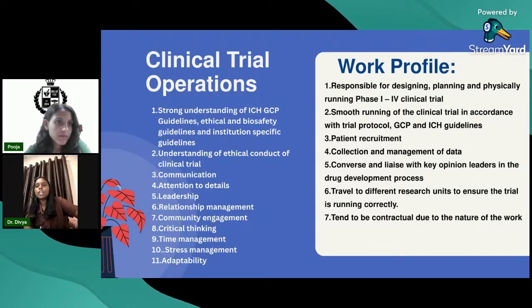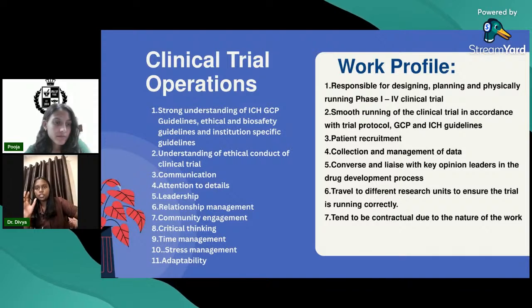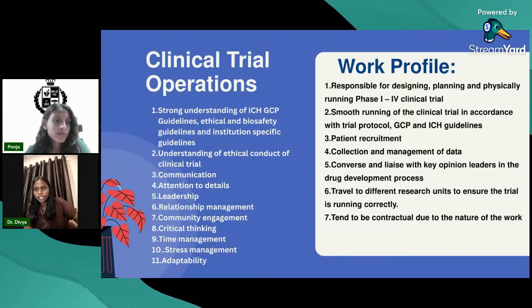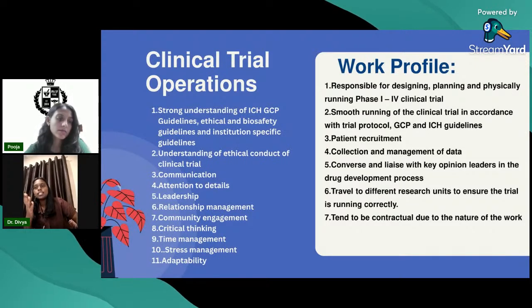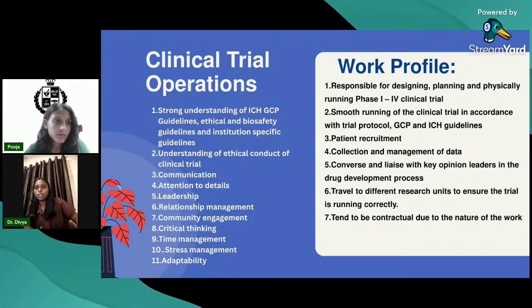Attention to detail. You should have leadership quality, because if you are a part of a clinical trial, there should be a sense of responsibility. The success or failure of the trial depends on each and every person involved in the clinical trial. Then relationship management, community engagement, critical thinking, and time management are also important, because all the processes involved in a clinical trial have deadlines. There should be a recruitment period of 5 months, followed by a follow-up period of 2 months. You should be the one following the guidelines. That's why you have to have time management.